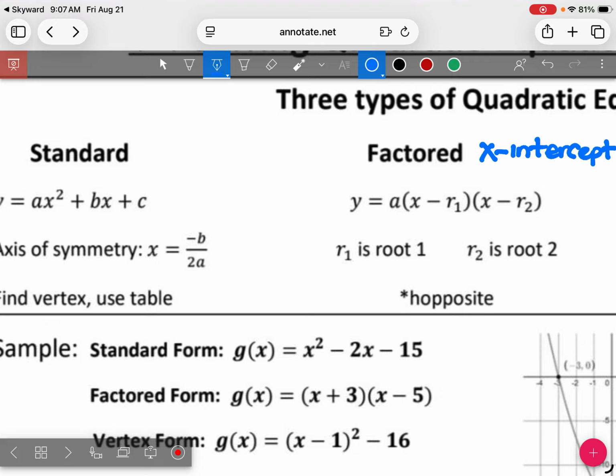After we take our quiz next Friday, we're going to focus on the third method, which is vertex form. All right, so let's go ahead and get to it. Factor form.